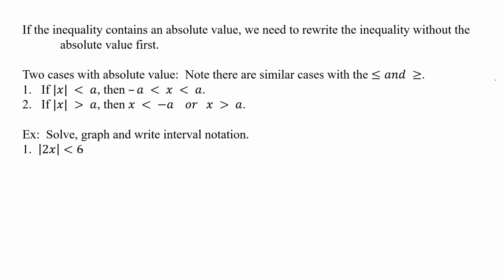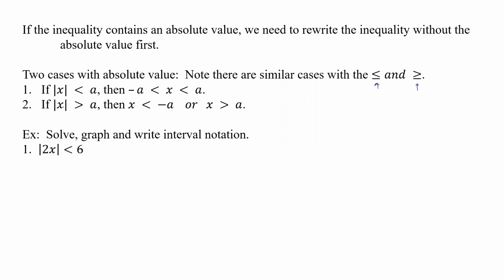There are similar cases with the less than or equal to and greater than or equal to. Here we just show it with the less than or greater than, but it works the same way when we have that equal to. So if we have the absolute value of x is less than a, then we drop the absolute value and just put x, and then we're going to be less than a and greater than the opposite of a. Okay, so we basically have a negative a on one side and a positive a on the other, and that's how we make it work.